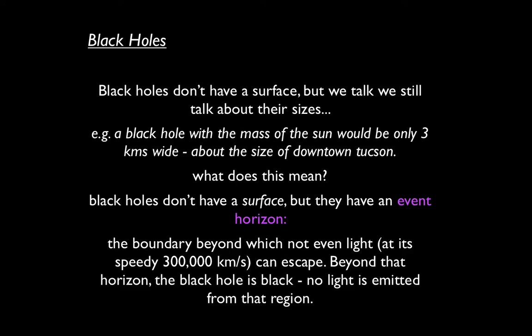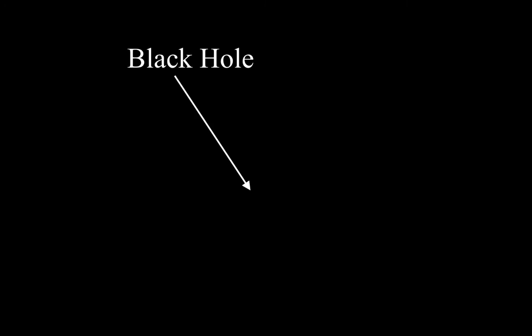Black holes don't have a surface, but we still talk about their sizes. For example, one might say a black hole with the mass of the Sun would be only 3 kilometers wide, about the size of downtown Tucson. But what does this mean? Black holes don't have a surface, but they have an event horizon. The event horizon is defined as the boundary beyond which not even light, at its speedy 300,000 kilometers per second, can escape. Beyond that horizon, the black hole is black. No light is emitted from that region. So here's a picture of a black hole.